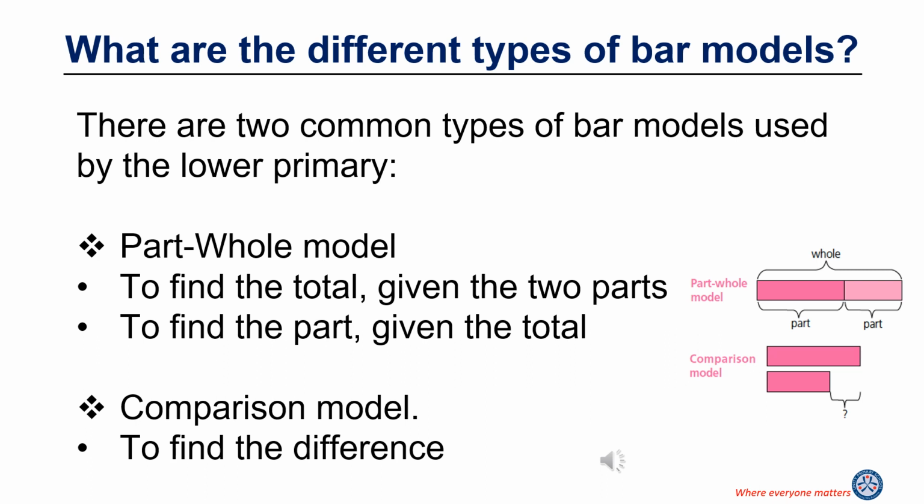After learning what model drawing is, let us understand the different types of bar models. There are two common types of bar models used by the lower primary. Part whole model: we use the part whole model to find the total given the two parts, or to find the part given the total. Comparison model: we use the comparison model to find the difference. My colleagues will elaborate more on the types of bar models in the next segment.